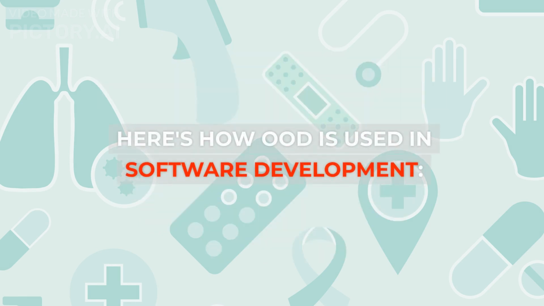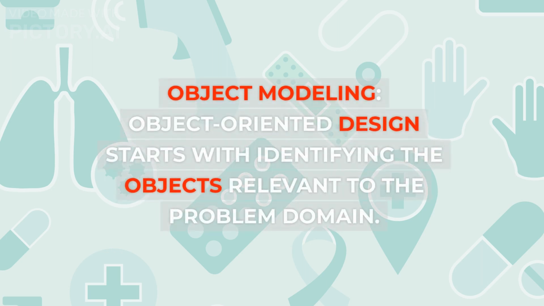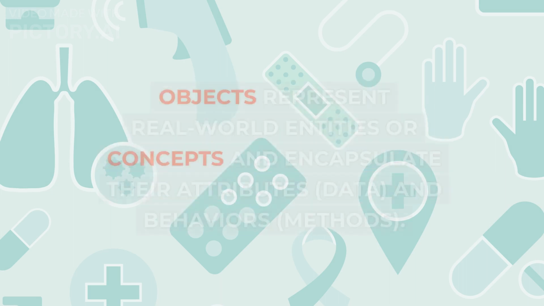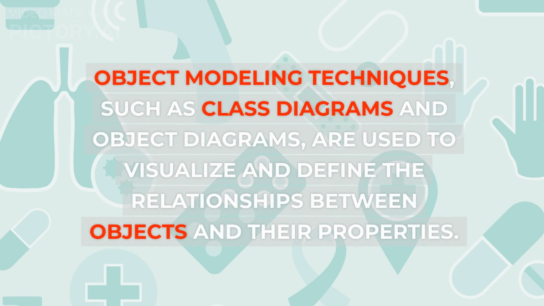Here's how OOD is used in software development. 1. Object modeling. Object-oriented design starts with identifying the objects relevant to the problem domain. Objects represent real-world entities or concepts and encapsulate their attributes, data, and behaviors (methods). Object modeling techniques, such as class diagrams and object diagrams, are used to visualize and define the relationships between objects and their properties.